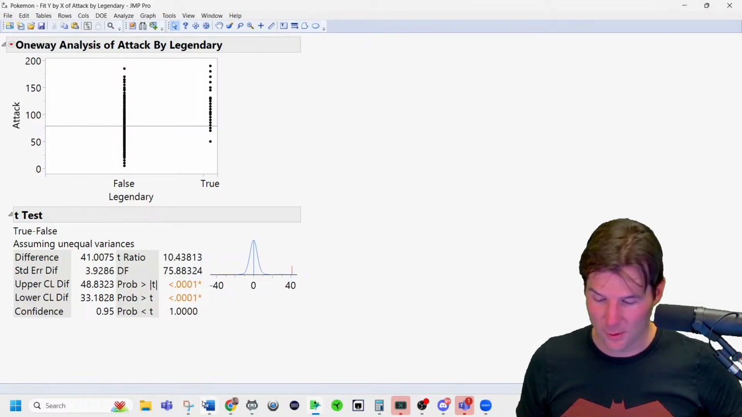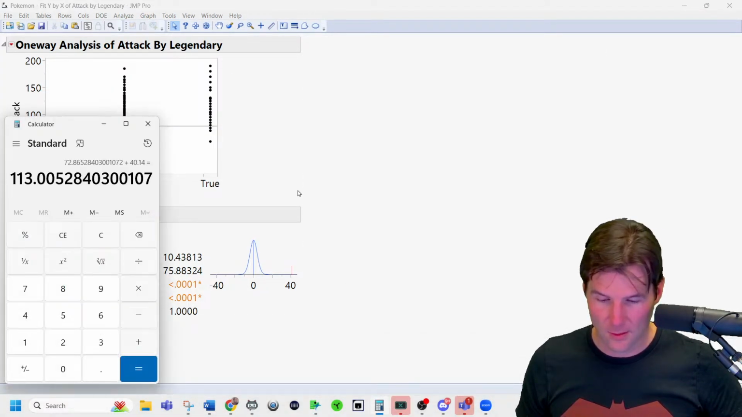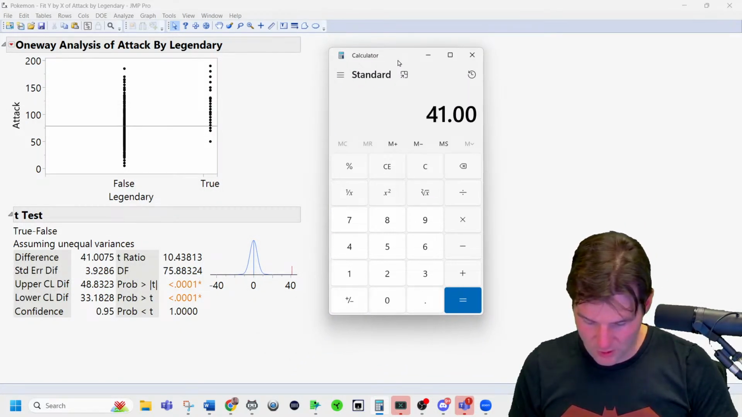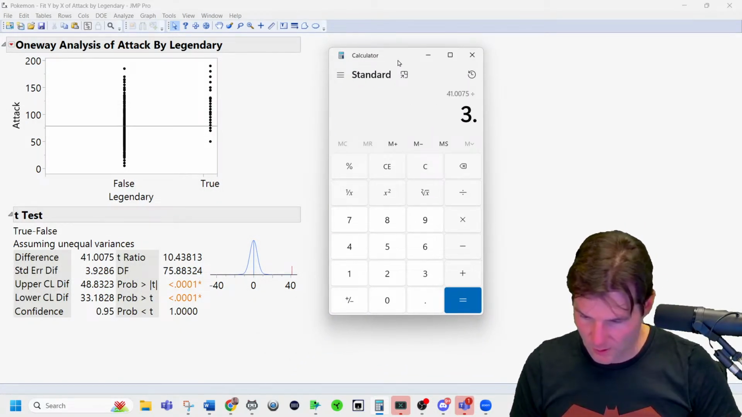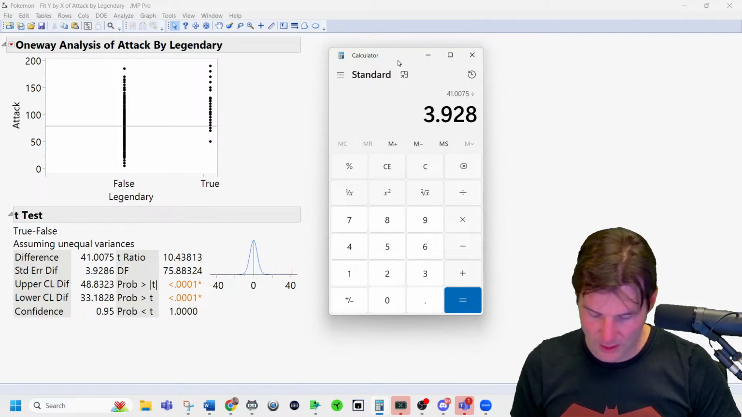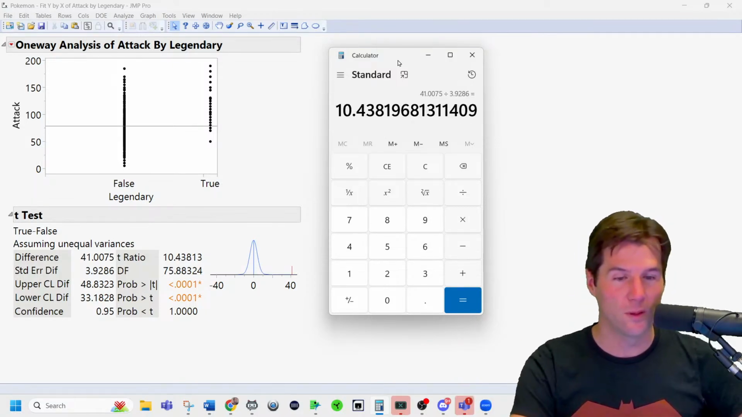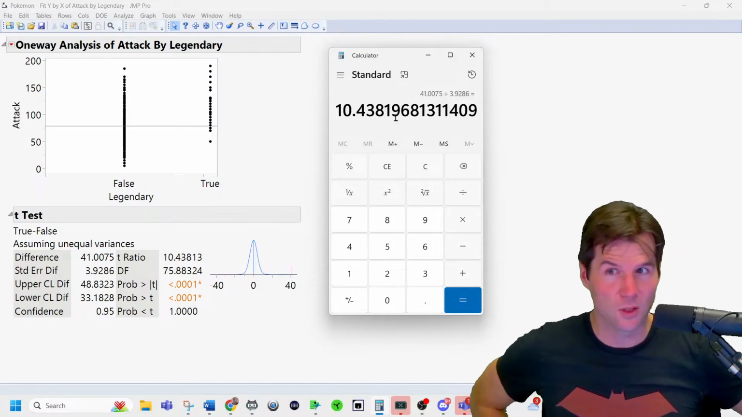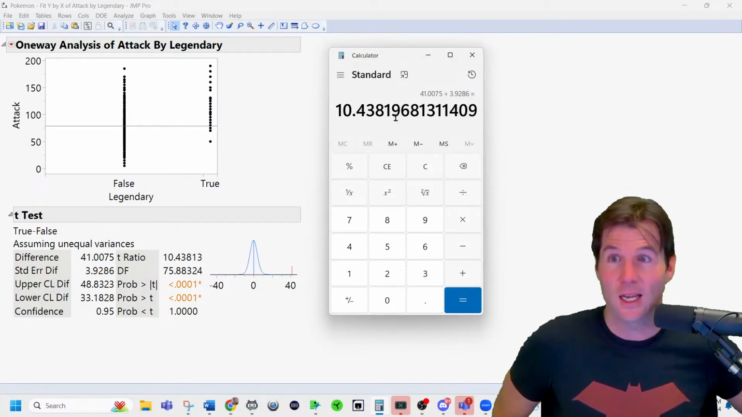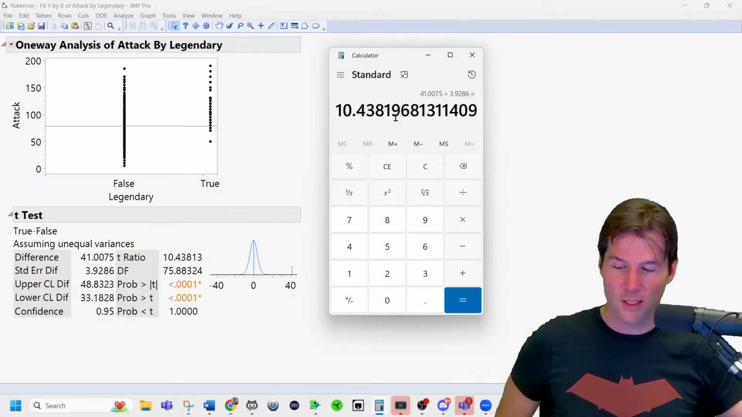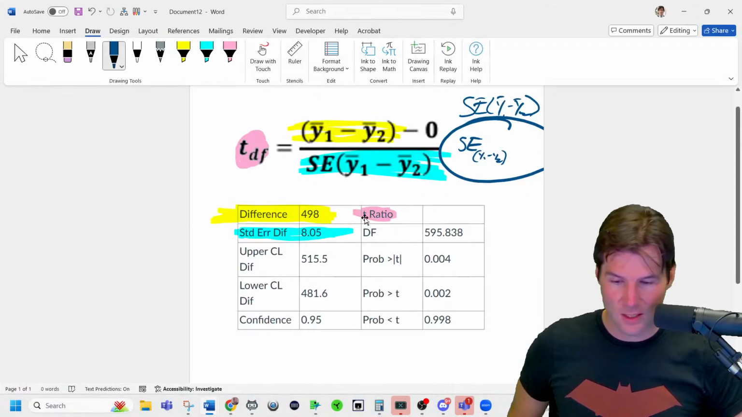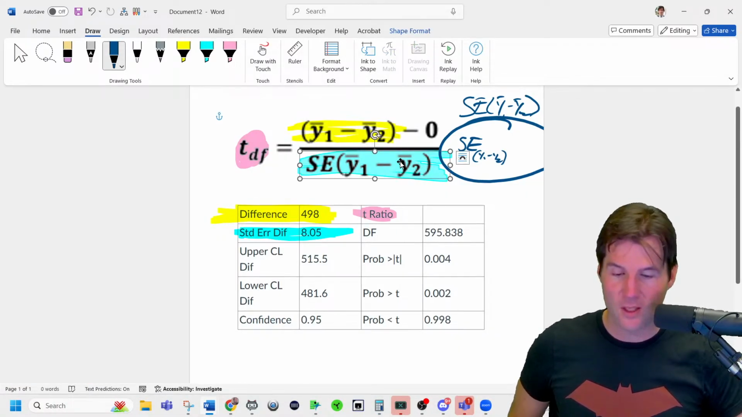And look right here. If we take 41.0075 divided by 3.9286, you get 10.4381. And then we might have not carried enough decimals or jumped doing more calculations in the background we don't see on the last decimals. Does that make sense? All I did was take the difference divided by the standard error, because that's what the formula says. The formula is the difference divided by the standard error.